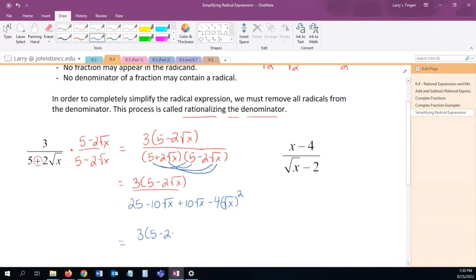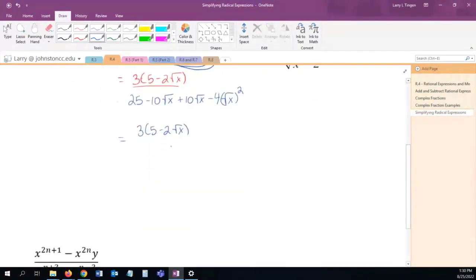And remember, all the work I'm doing right now is in the denominator. In the denominator, I have 25, these subtract away to 0, and then I have minus 4 times the square root of x squared. What is the square root of x squared? I'm doing inverse operations, right? I'm taking a square root and then I'm squaring it. Anytime that happens, I end up with exactly what's under the root. The square root of x squared is x. Can I do any more than that? I could distribute the 3 if I wanted to, but there's no need. So that's it: 15 minus 6 root x over 25 minus 4x.